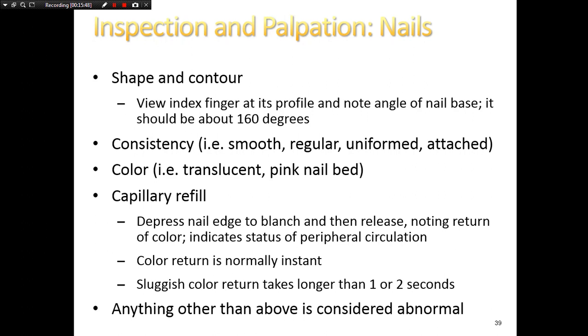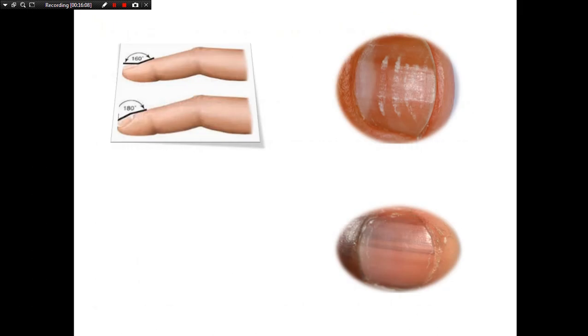You can do this on the fingers. You can do this on the toenails. And we want the color, when we press on it, to blanch the nail bed. When we let go of the nail bed, we want it to return to normal pretty quickly. So anything less than 3 seconds is okay. Anything greater than 3 seconds is prolonged. It's considered abnormal.